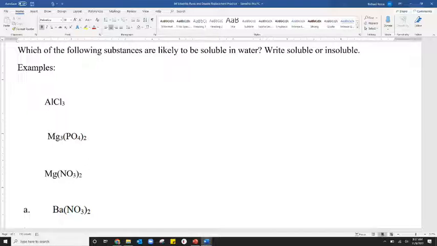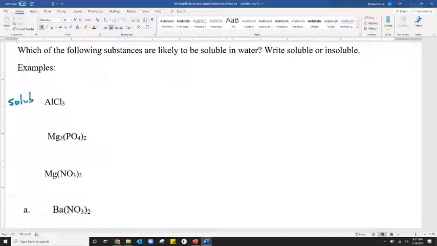Rule number 1: all compounds containing group 1 metals and the ammonium ion are soluble. Does aluminum chloride have a group 1 metal in it? Nope. So you go to rule number 2: all nitrates, perchlorates, chlorates, and acetates are soluble. Does that apply to AlCl3? Nope. So then you go to rule number 3: all chlorides, bromides, and iodides are soluble. Does that apply to this question? Yeah, because this is a chloride. Since this is aluminum chloride, that means this compound is going to be soluble.